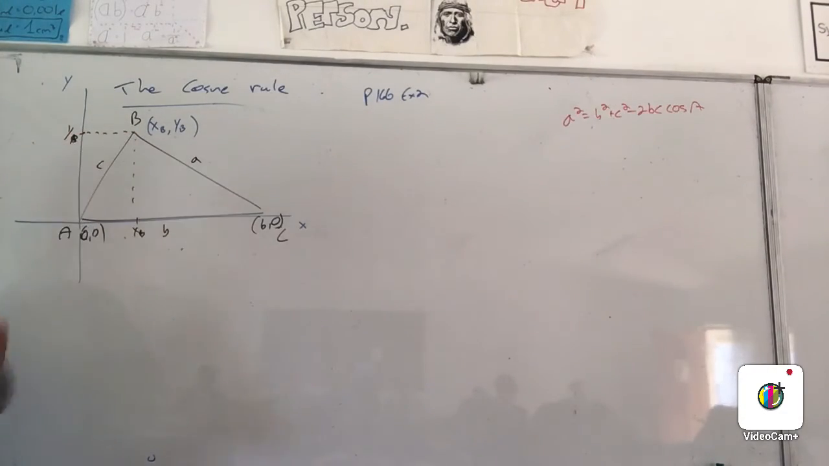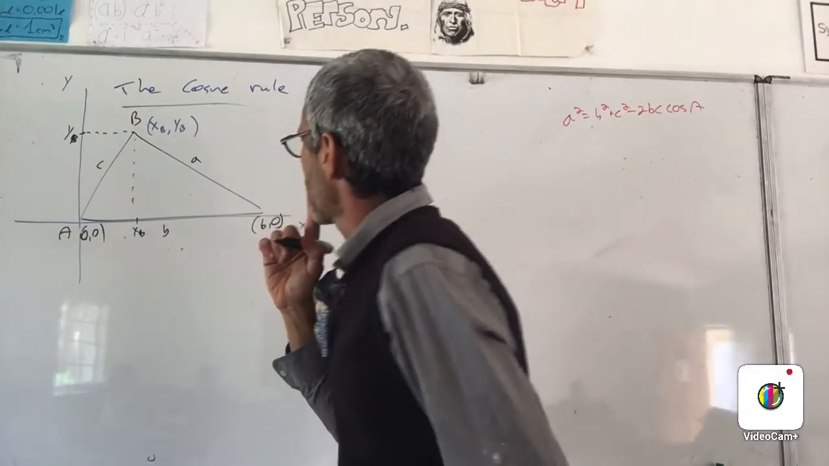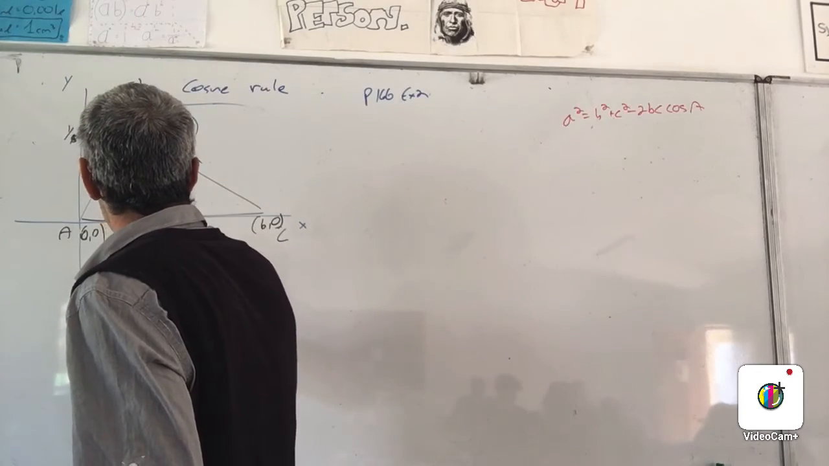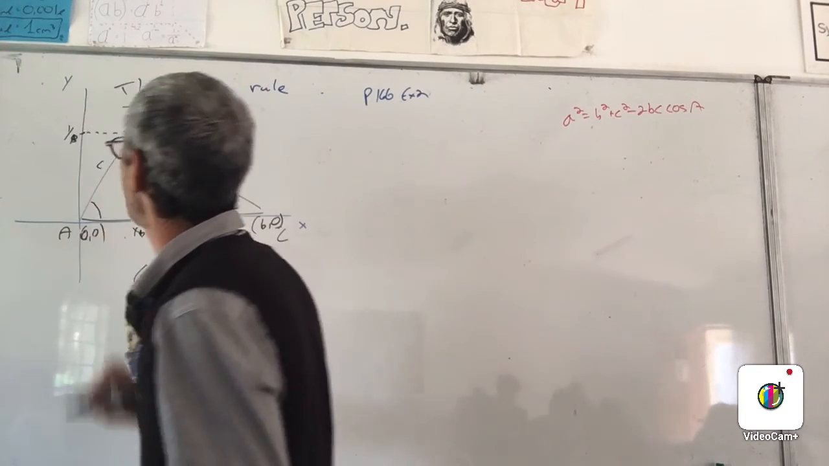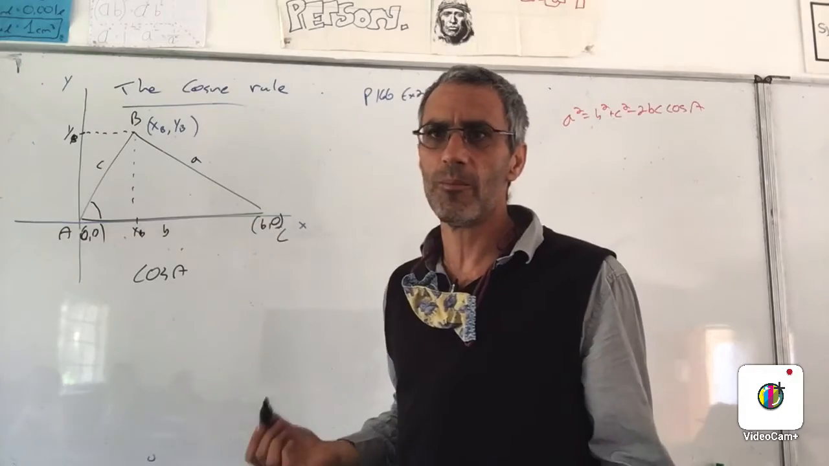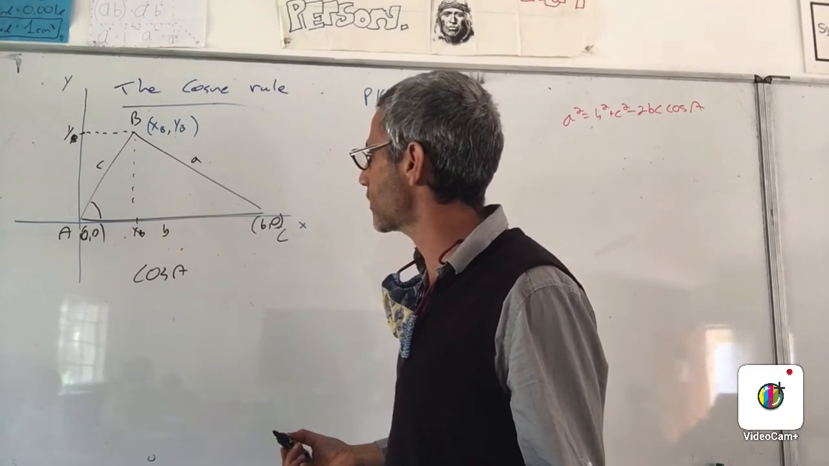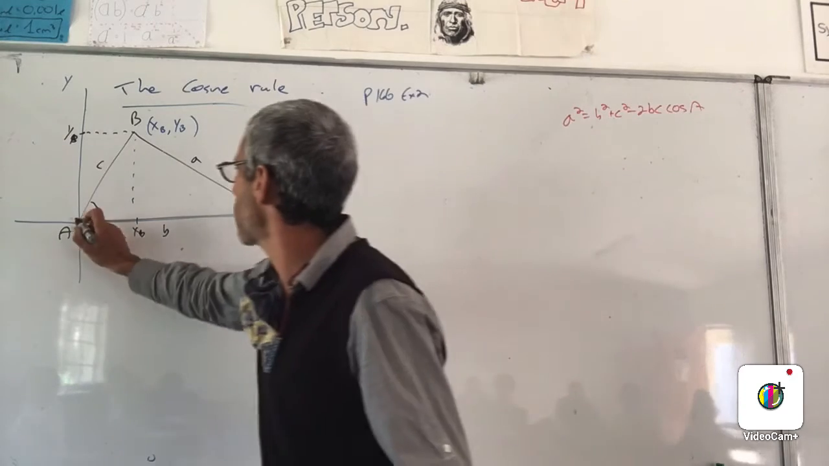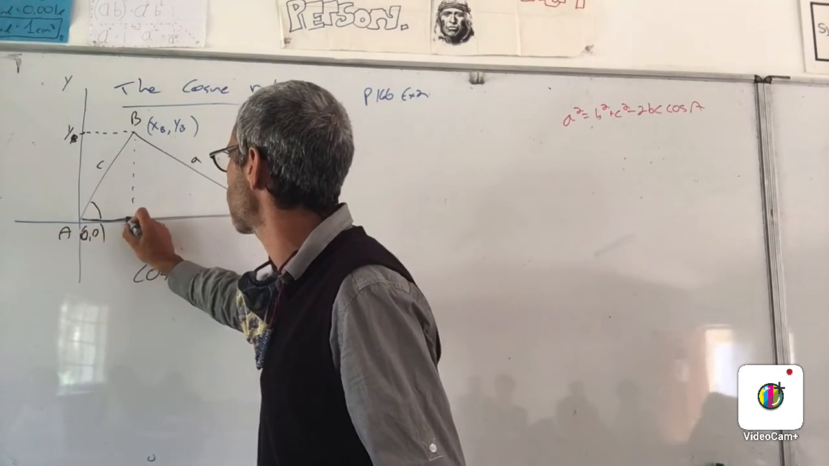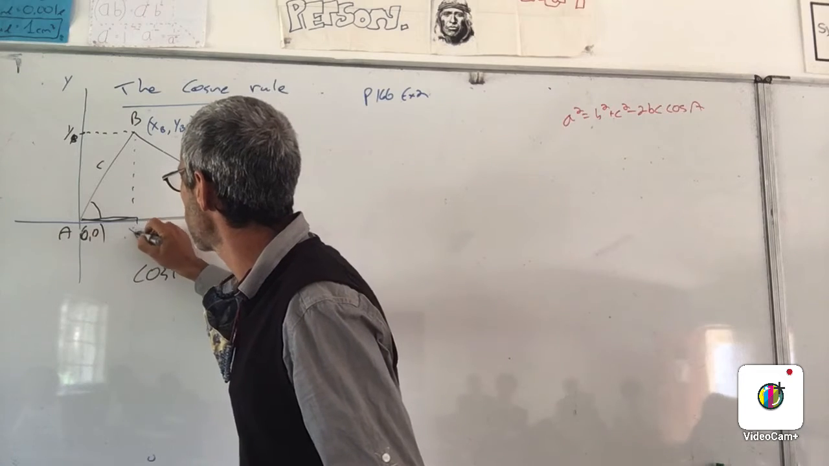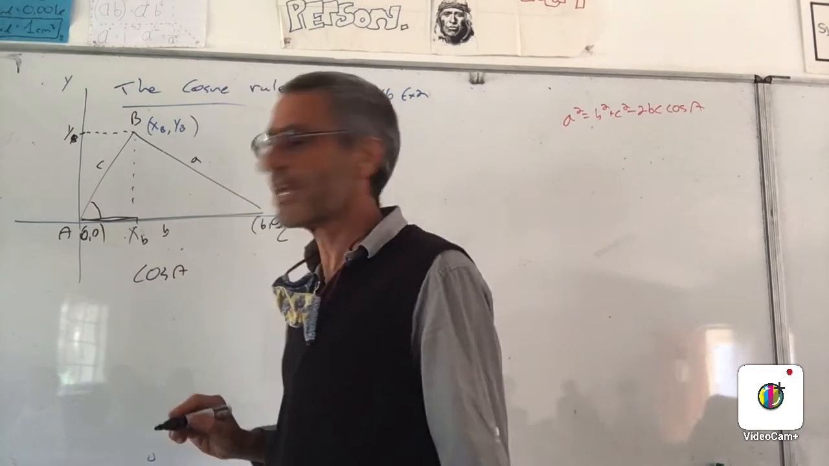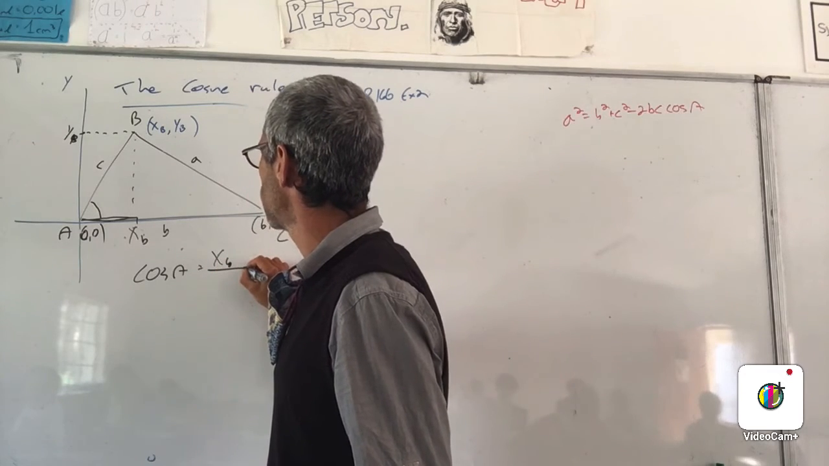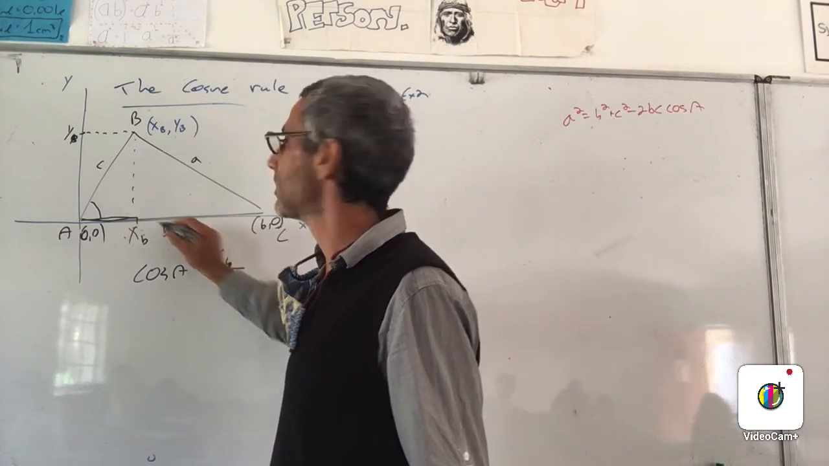Okay? Alright. What are we doing now? We want to find cos A, using our basic knowledge of trig. What is cos A? It's adjacent over the hypotenuse. What's the adjacent side? How big is this adjacent side? It's xb. So it's equal to xb divided by the hypotenuse, which is c.